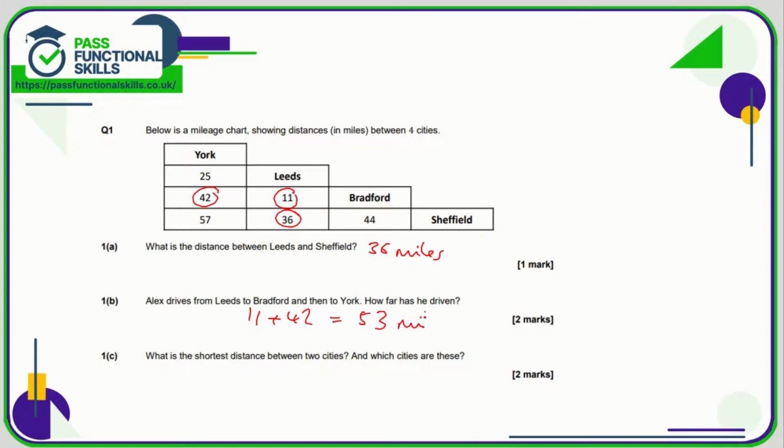We can use a calculator if you want to add 11 to 42 without having to do it in your head. And what is the shortest distance between two cities? Well, the smallest number there is 11, and that is Leeds to Bradford.